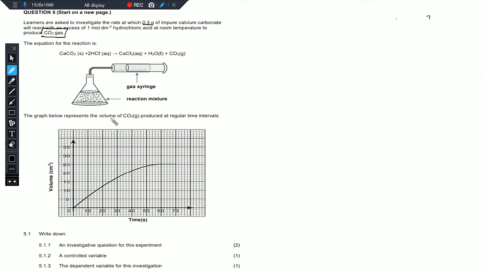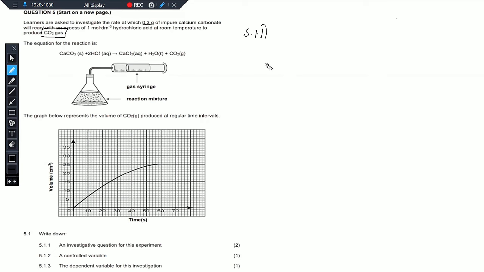The graph below represents the volume of carbon dioxide produced at regular time intervals. Then they say 5.1, write down an investigative question for this experiment. Now, obviously, this has to do with the concentration and the reaction rate, because if we are putting in that impure calcium carbonate, we are simply just trying to increase the concentration of the particles and therefore leading to a higher reaction rate.